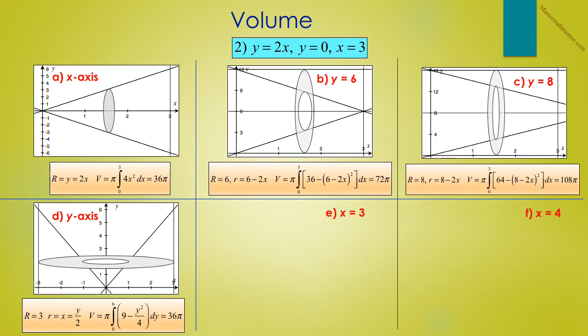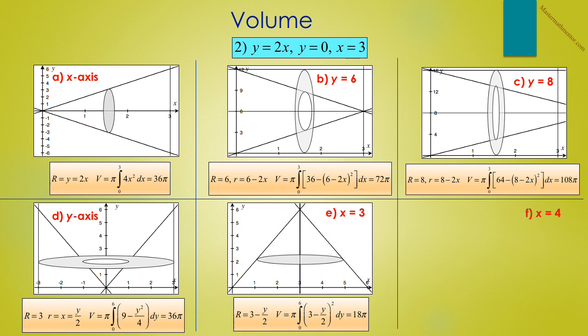So V equals pi integral from 0 to 6 of capital R squared, 9, minus little r squared, y squared over 4, dy. And our answer is 36 pi. This is integrated from 0 to 6 because y starts at 0 and goes all the way up to 6.